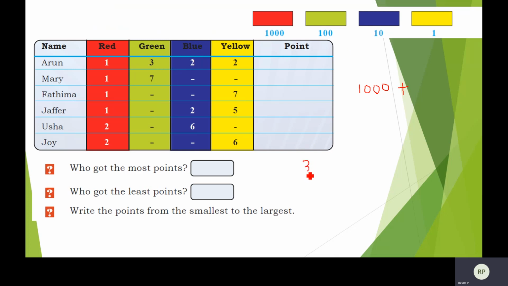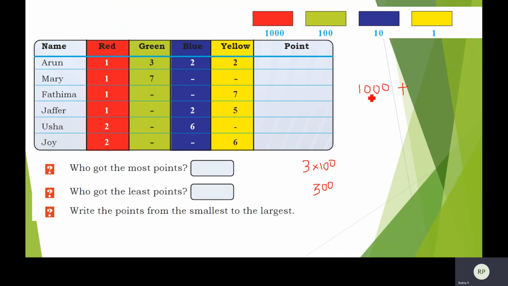So you already know, if you want to multiply something with 100, what you have to do? Just add 2 zeros to the right side of that number, whichever number you want to multiply with 100. So what we want to multiply with 100? We want to multiply 3 with 100. So to the right side of 3, you just add 2 zeros. So that is the easiest option. Okay. So it is 300.